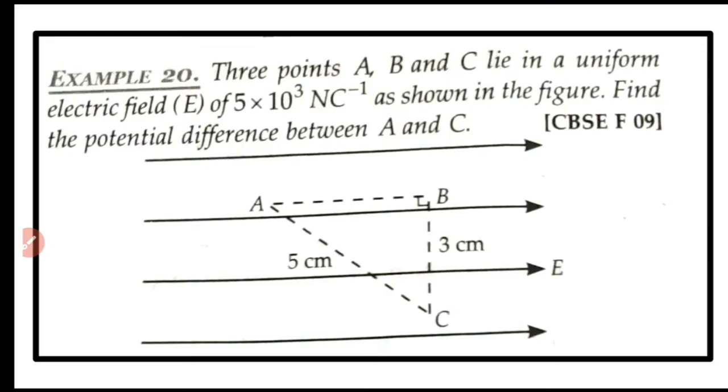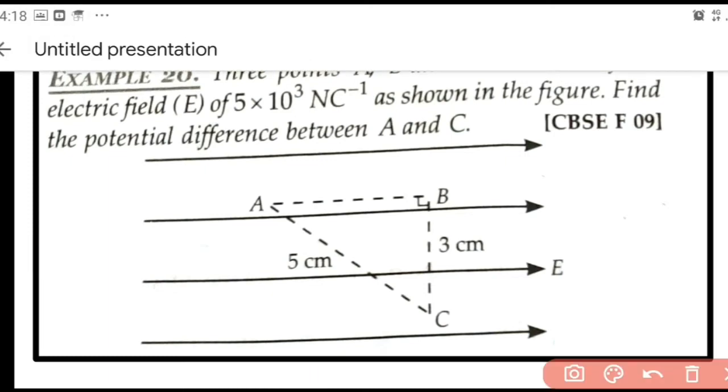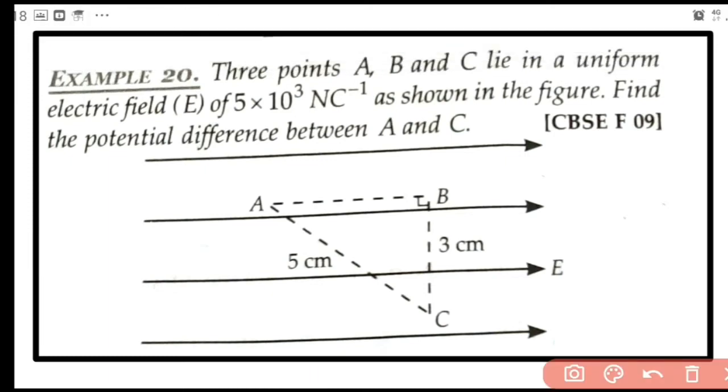The first question: 3 points A, B and C lie in a uniform electric field E of 5 into 10 raised to 3 Newton per Coulomb as shown in figure. Find the potential difference between A and C. So this is the question given. Look at these 3 points A, B and C. We are supposed to find the potential difference between A and C.